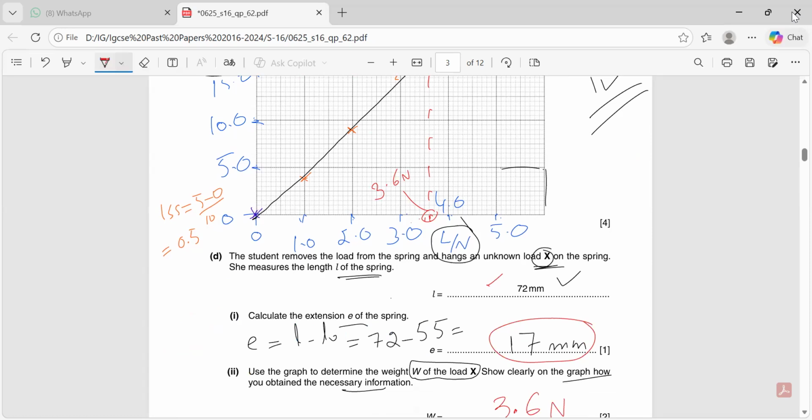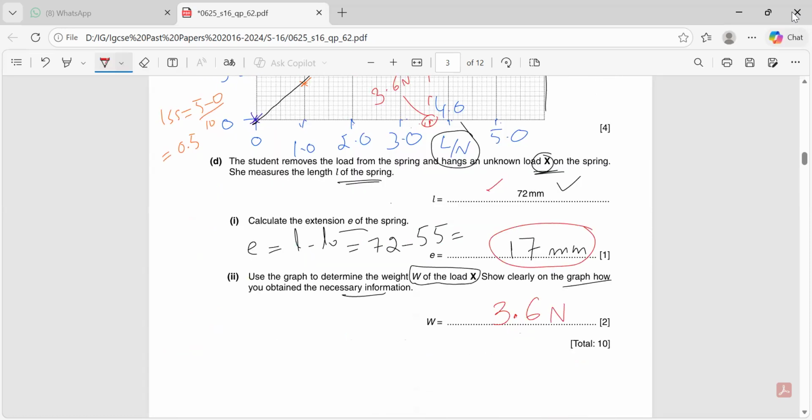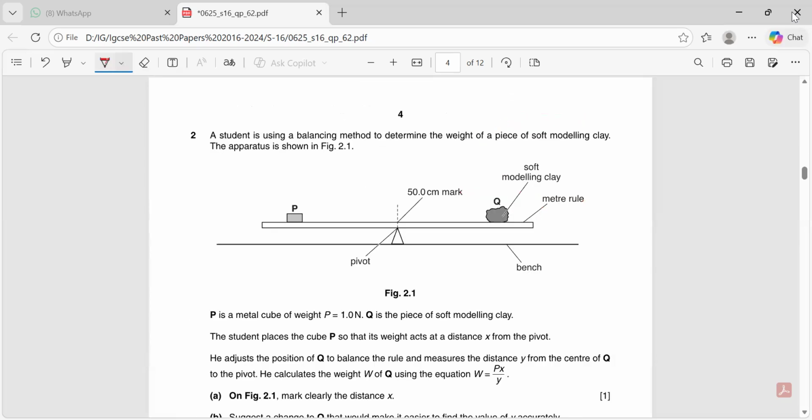Okay, now let's start with the next question. Question number 2. A student is using a balancing method to determine the weight of a piece of soft modeling clay. The apparatus is shown in figure 2.1.